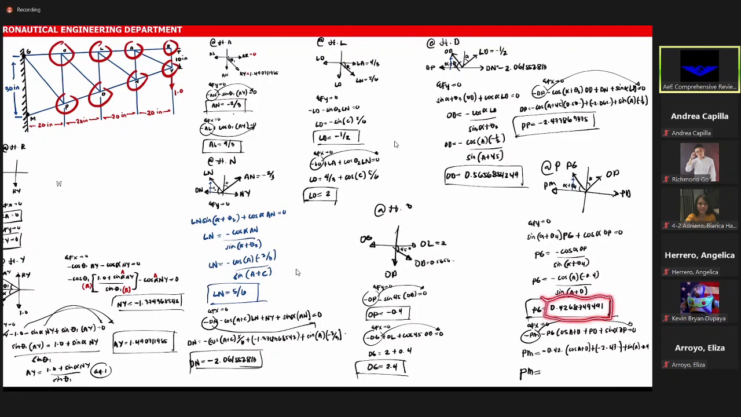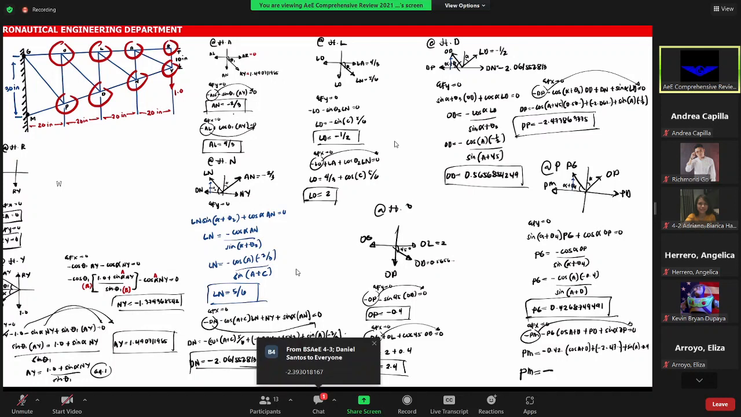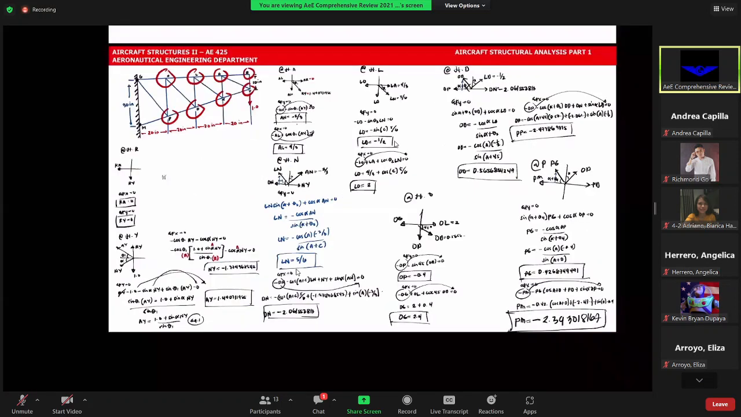Ito i-type nyo. 0.268749491 times cosine alpha plus delta, plus PD. Ito yung PD naman, negative 2.473863375 plus sine alpha times negative 0.4. So technically ang sagot dito no is negative value. Negative 2.39301817. Okay? So, nakuha natin, no, lahat ng member.